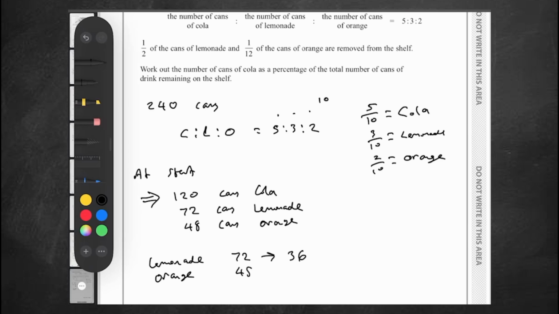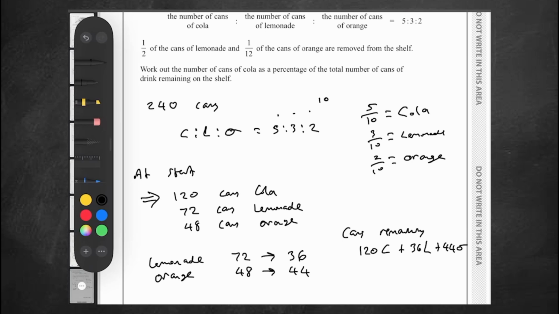So 48 goes down to 44, but 1/12 will be 4. Work out the number of cans of cola as a percentage of the total cans remaining. So now the total cans remaining will be 120 cola plus 36 lemonade plus 44 orange.